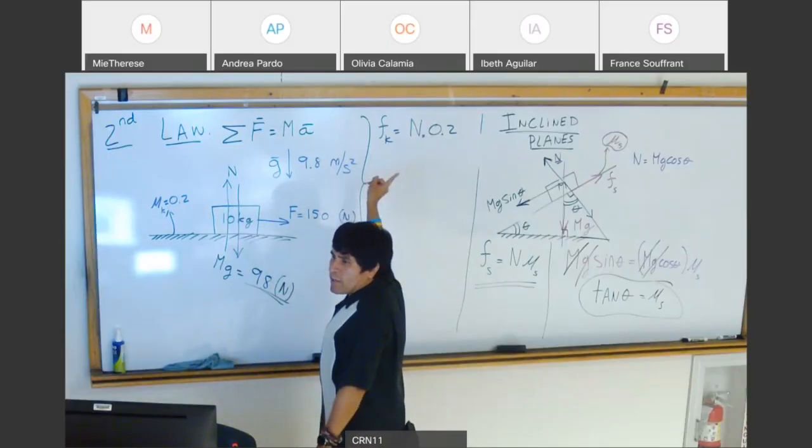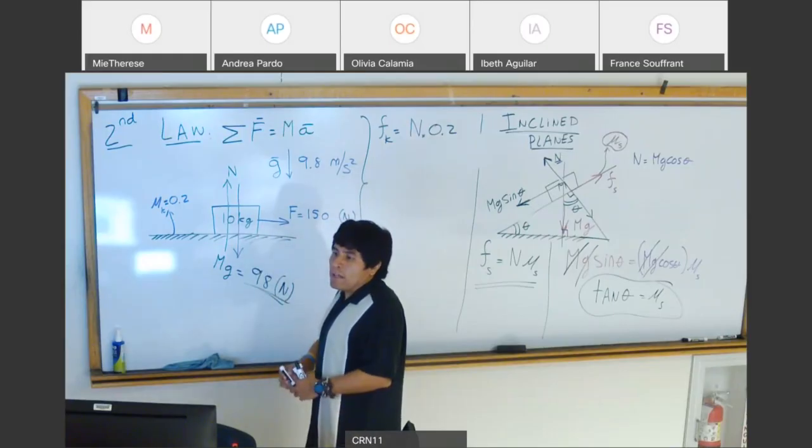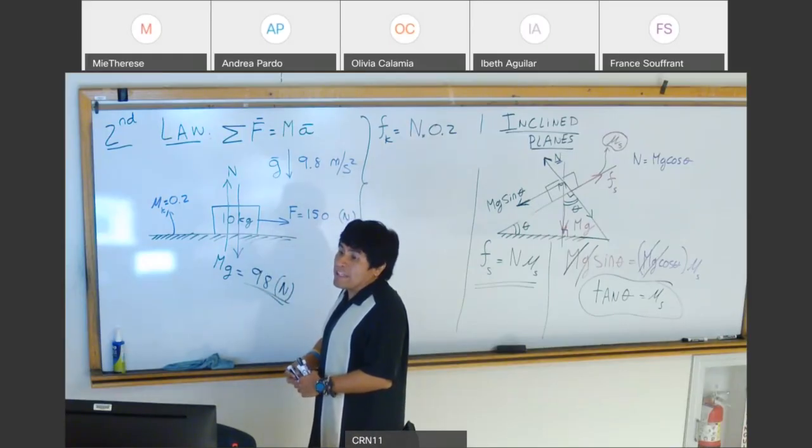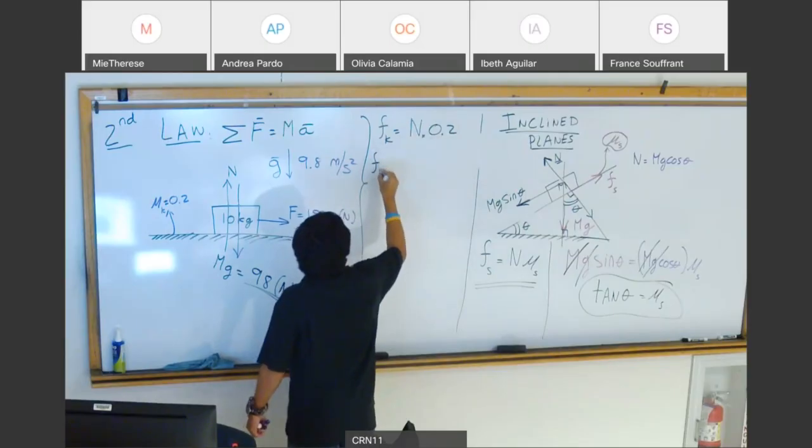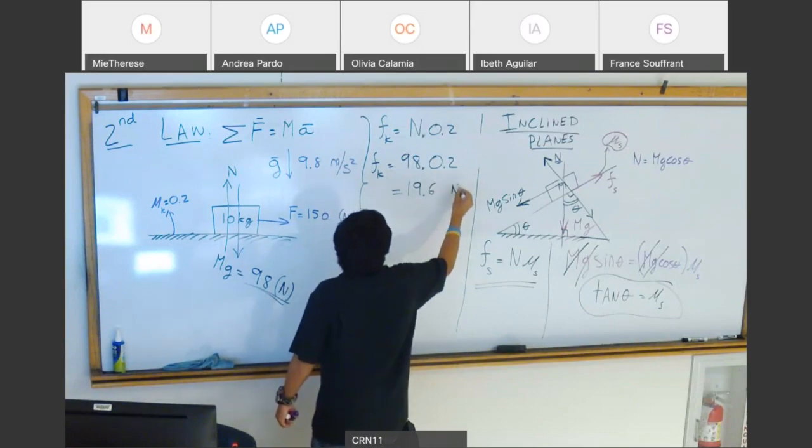So in that equation there, 98 times 0.2 will give you the value of the kinetic friction. So my kinetic friction will be 98 times 0.2. That will give you 19.6 newtons.